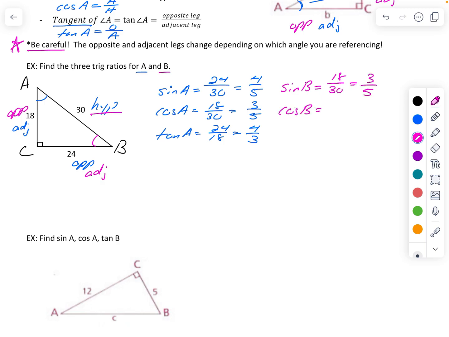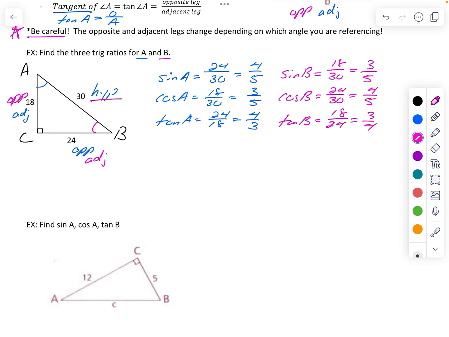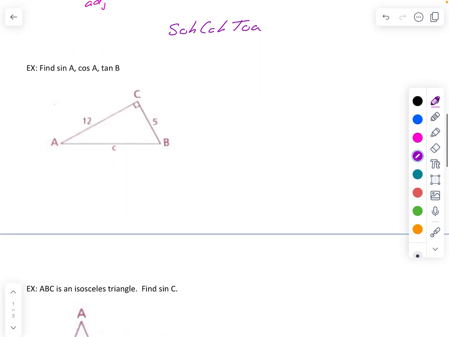Cosine of angle B is 24/30, adjacent over hypotenuse, or 4/5. And tangent of angle B, opposite over adjacent, is 3/4. So just getting you familiar with these ratios. Again, I'm just going to write this here so we have it as we move up.